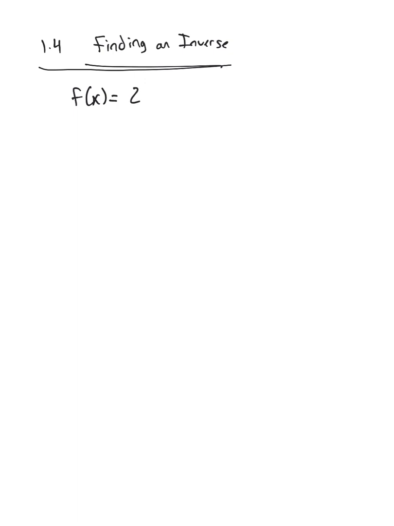Okay, so next up, the other thing we did was finding an inverse. Finding an inverse came under 1.4. Add a second thing in your notes. So to find the inverse, we might have an equation like f of x equals 2x plus 3.